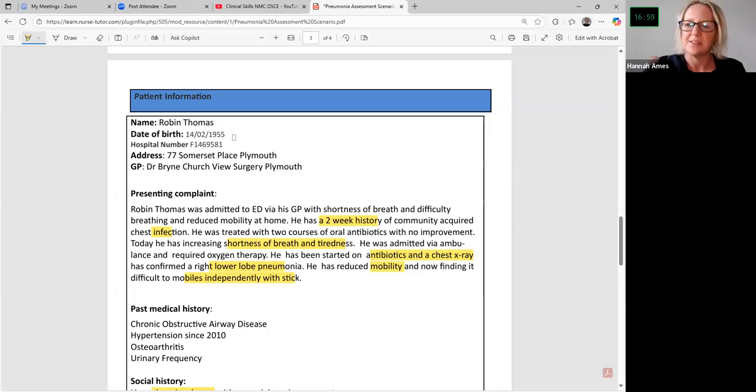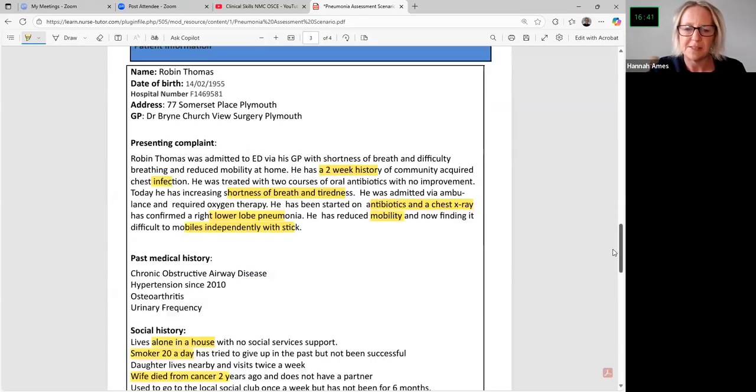And is it okay if I can just have a look at your wristband? So I'm just checking this against my wristband here. I've got Robin Thomas, 14th of the 2nd, 1955, hospital number F1469581, which I can see matches the wristband and my documentation here. So hospital number F1469581.